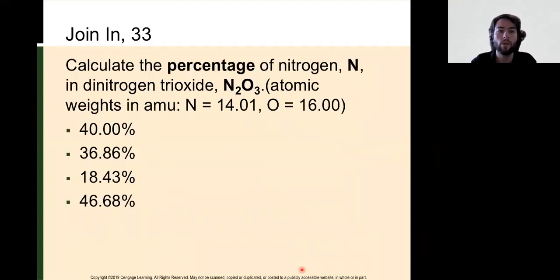Okay, so the next thing is to calculate the percentage of nitrogen in nitrogen trioxide, N2O3, where the atomic weights in atomic mass units are N is equal to 14.01 and oxygen is equal to 16.00. Okay, so 5 or 10 seconds to answer this, and then we'll have a look and see if we can't come up with the answer. You can pause at any time to get more time to calculate this one out. Okay, pause if you need more time. Answers coming soon.